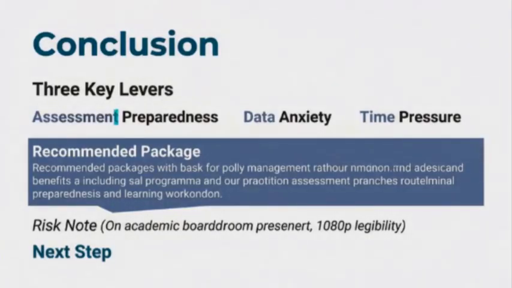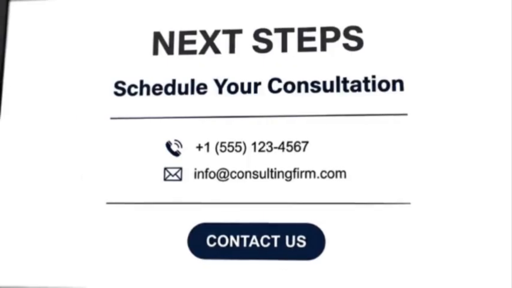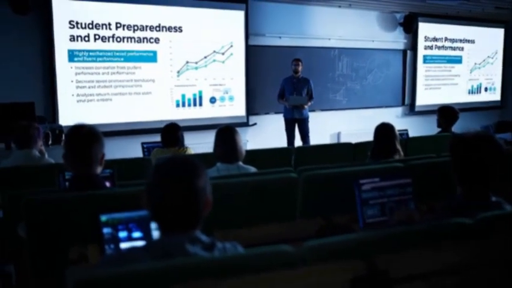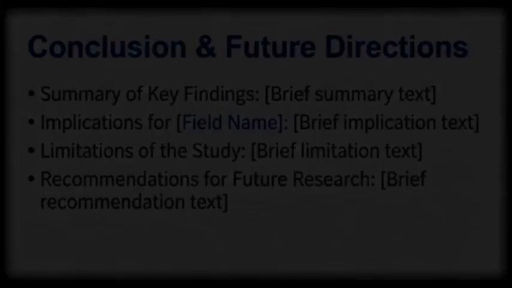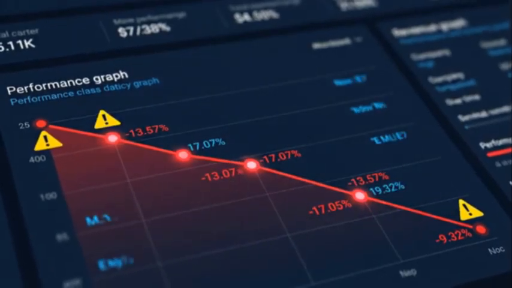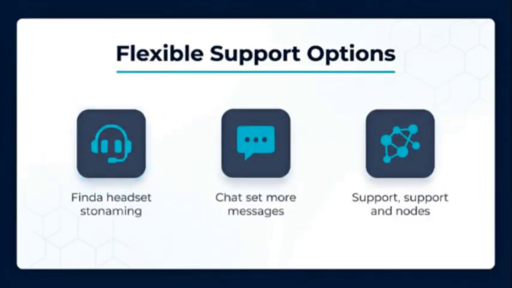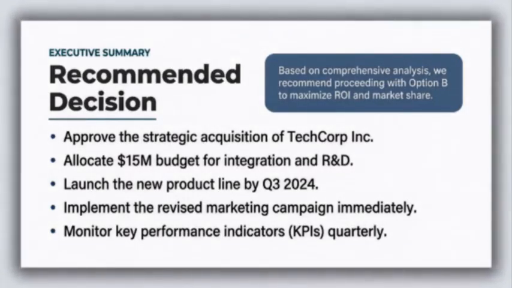To conclude, our comprehensive analysis identifies 3 dominant levers that significantly influence student outcomes: assessment preparedness, data anxiety, and time pressure. These are the critical factors we must address. First, preparedness is strongly associated with higher performance. Students who feel ready for their assessments consistently achieve better results. Conversely, data anxiety is strongly associated with lower performance, creating a significant barrier to success for many. And finally, time pressure not only reduces overall satisfaction with the learning experience, but also directly increases the need for more flexible support options.